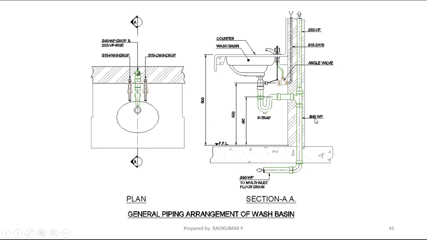Like that, the 40 mm waste pipe is going down. It will be connected into the floor drain. Like that it is there. This is the vent pipe concept. The vent pipe we will take from the T. Above we will take the vent pipe, and at the bottom we will take the horizontal drain. So this is the general arrangement of a wash basin.